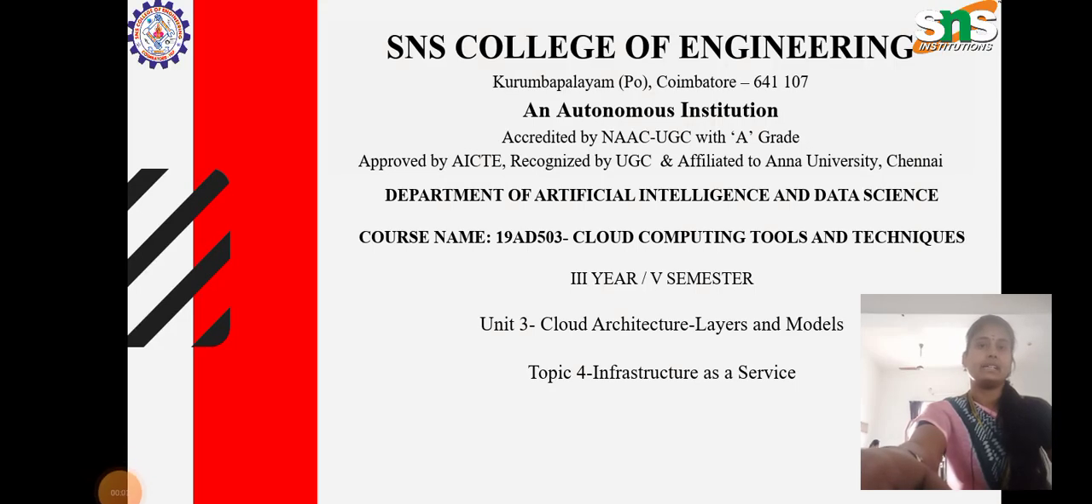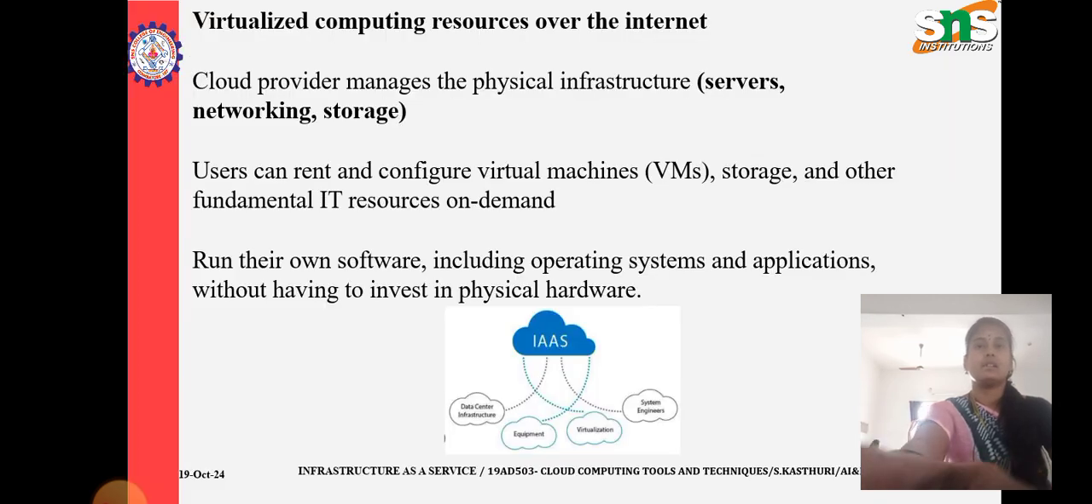Hi everyone. In continuation with the lecture series Cloud Architecture Layers and Models, topic 4 will be Infrastructure as a Service. It is one of the services provided by the cloud. So infrastructure as a service provides virtualized computing resources over the internet. Cloud providers themselves manage the physical infrastructure like servers, networks and storage. Users can only rent and configure virtual machines, storage and fundamental IT resources on demand.